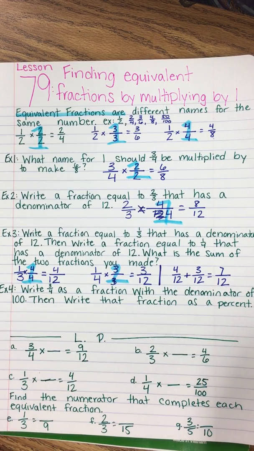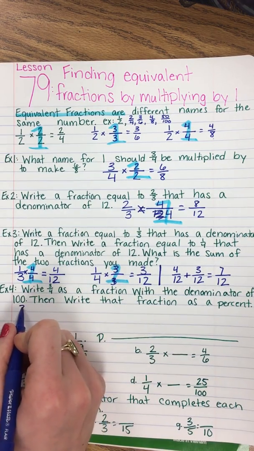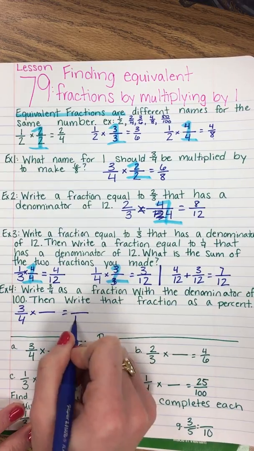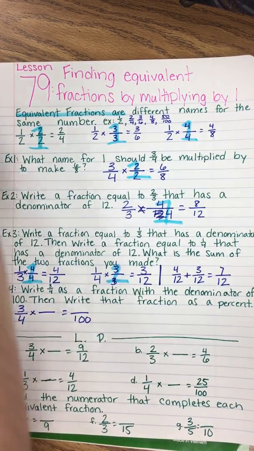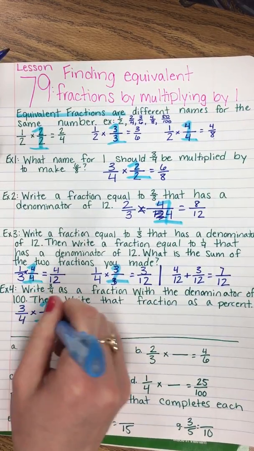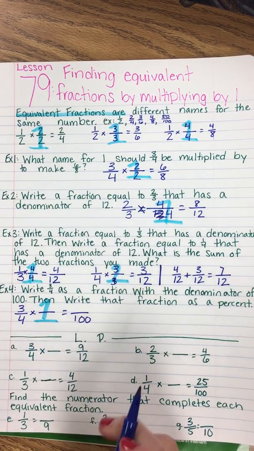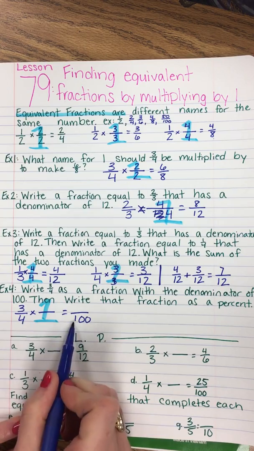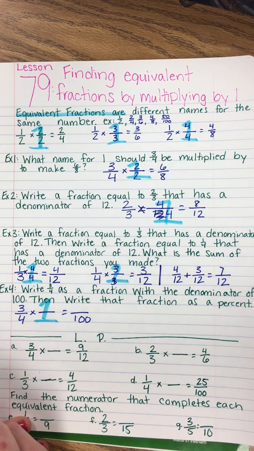Example 4. Write 3/4 as a fraction with a denominator of 100. So 3/4 times what equal to 1 has a denominator of 100. And then you have to write that fraction as a percent, which is super easy because you know 100 as the denominator makes anything into the same percent. So 4 times what equals 100? Think of quarters, money, dollars.